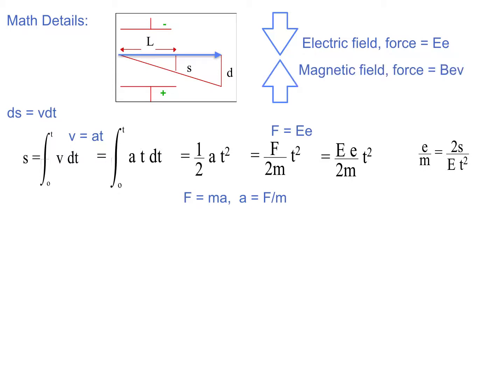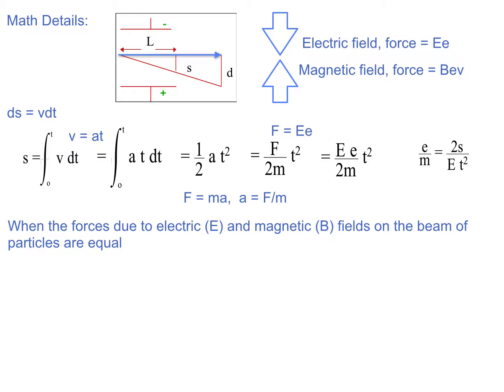What he did was apply a magnetic field to restore the beam back to its original position. The force from the electric field E generates a certain force, and the magnetic field B generates an equivalent force, and by adjusting the field strength B, we can neutralize the force due to the electric field. The force due to the magnetic field is Bev, where B is the field strength, e is the charge, and v is the velocity of the particles. And so when they are equal, we have Ee equals Bev, or v equals E over B.